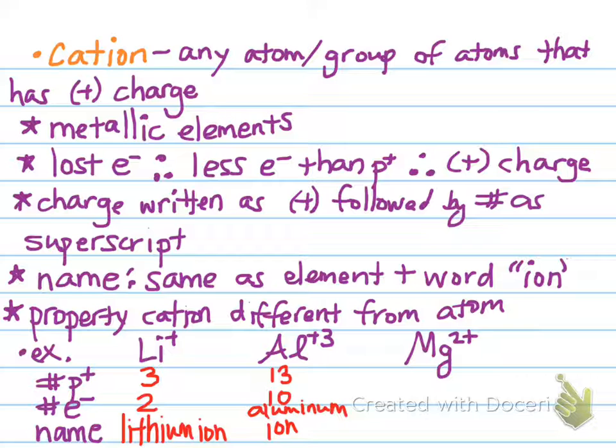Our third one here, Mg2+. Mg has an atomic number of 12, so that means it has 12 protons. It has a +2 charge, which means it has lost 2 of its electrons, so it now only has 10, just like neon. And its name is magnesium ion.